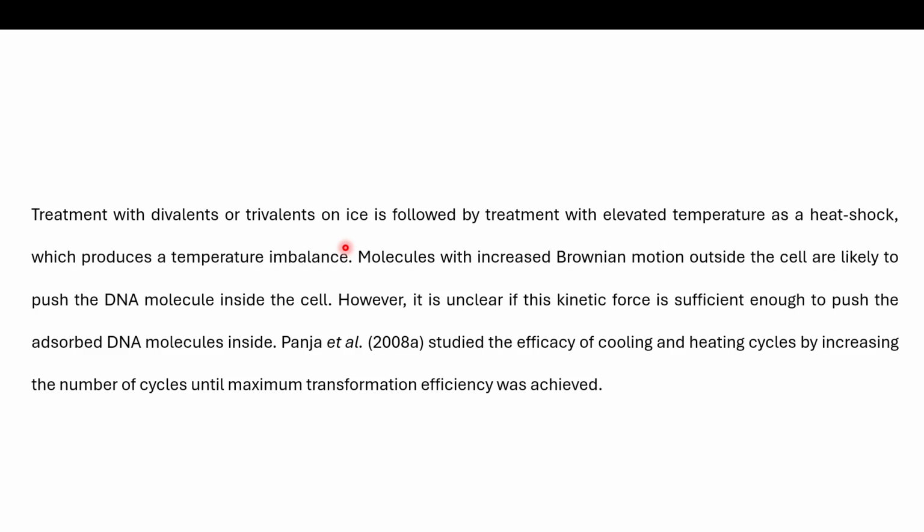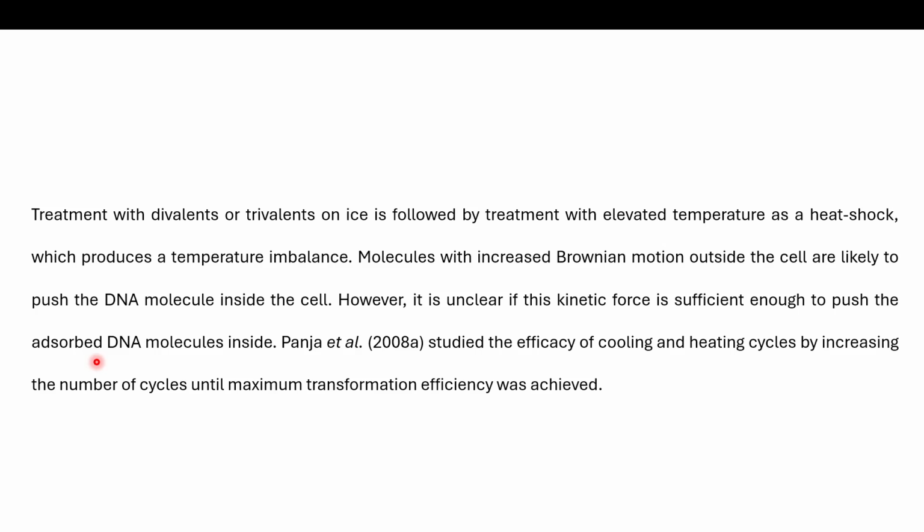All right, because that sudden increase in temperature will lead to increased motion of all the molecules around, and then that will help in pushing the DNA inside the cells. But then again, it is still unclear if this particular force that we are talking about is sufficient enough to push the DNA molecules that are already outside the cells, right?